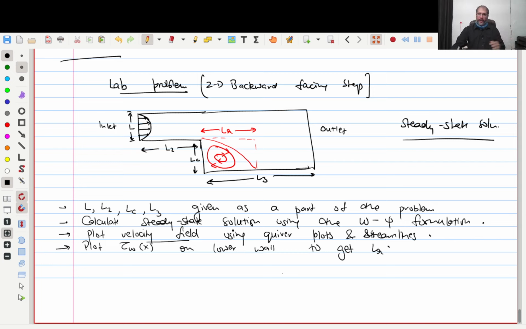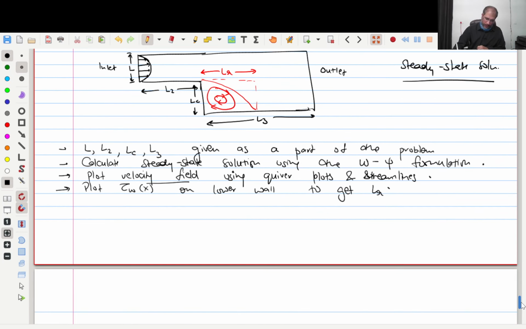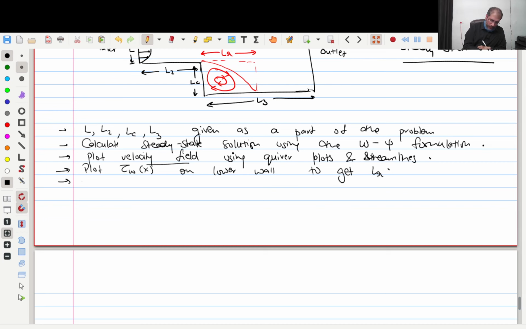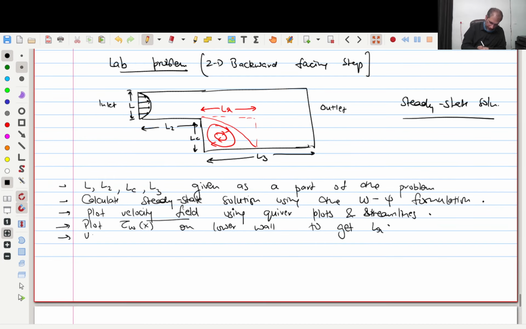From tau wall, you can use the same ideas that we discussed a couple of minutes ago on using the omega values directly to get the wall shear stress. So what is the algorithm that we'll be using? We'll be using an explicit algorithm. What that means is, because your omega equation is a transient equation, you have a del omega by del t term. Although we want a steady state solution, we'll still be using a transient equation.